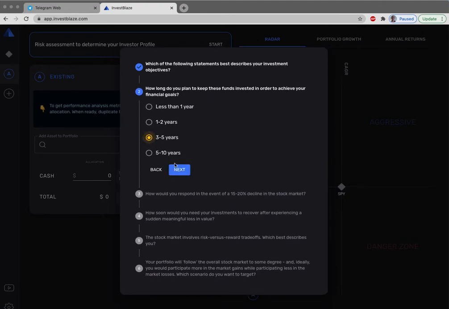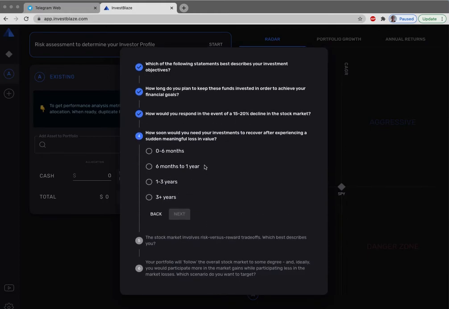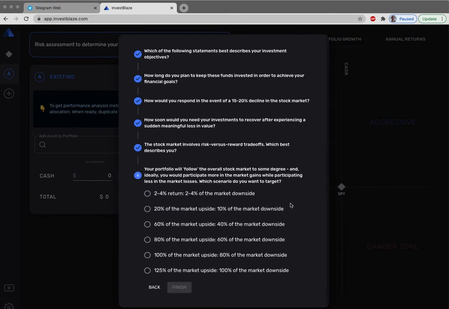I'll say my investment horizon's 3 to 5 years. If there was a 15 to 20% decline in the stock market, I would not sell. I'd consider it an option to buy more. And how soon would you need your investments to recover? I would love for it to happen in 0 to 6 months, but I would want it to in 1 to 3 years. And so the stock market involves risk versus reward trade-offs, which best describes you. I'm going to pick the last one. I'm willing to accept more volatility in order to attempt to outperform the market. And take your time, look through all these, kind of pick your answers.